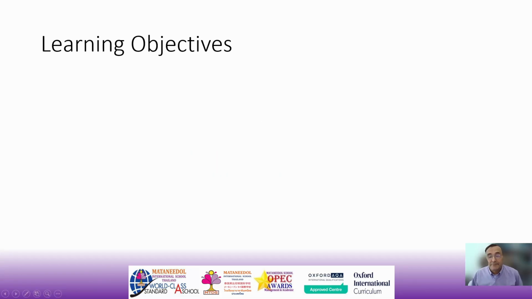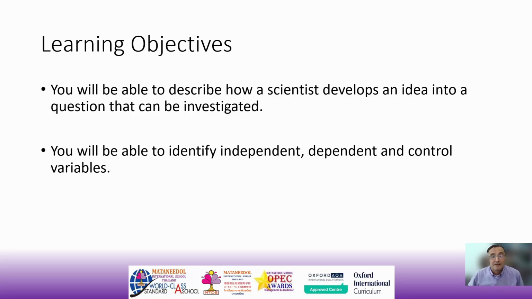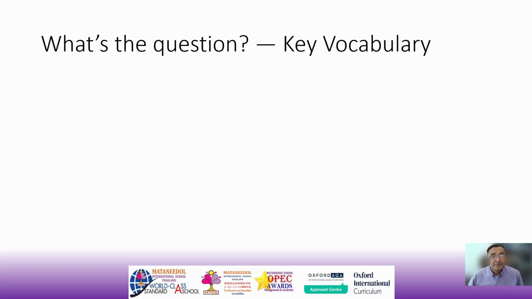Our learning objectives for this lesson are to learn how a scientist develops an idea into a question that can be investigated. So we come up with an idea and then we want to find out if it's true or not. We're going to be able to identify independent, dependent and control variables.